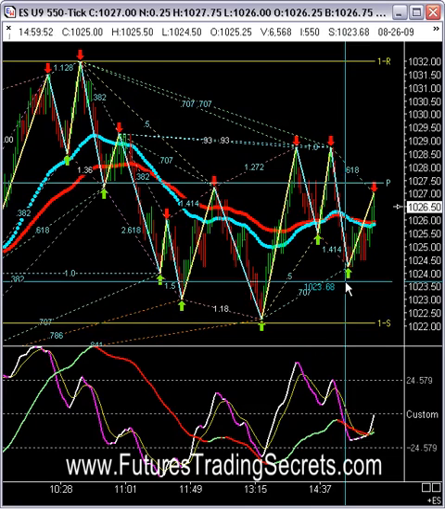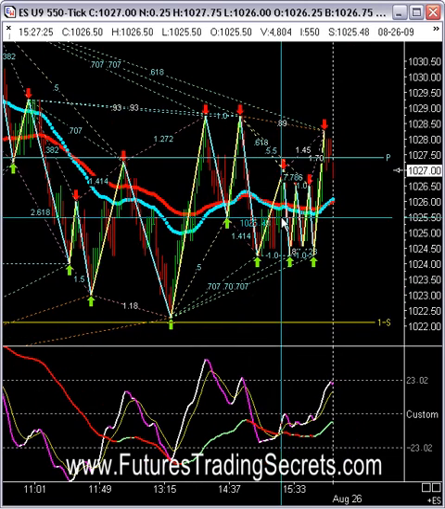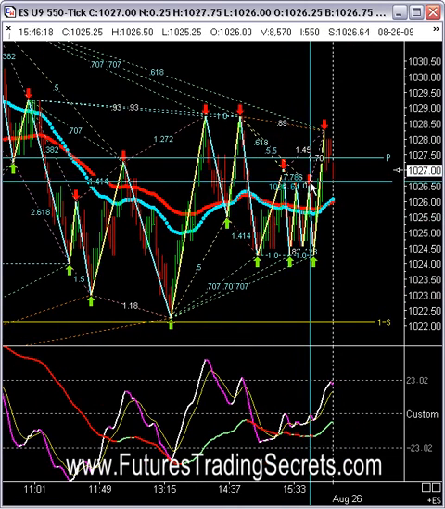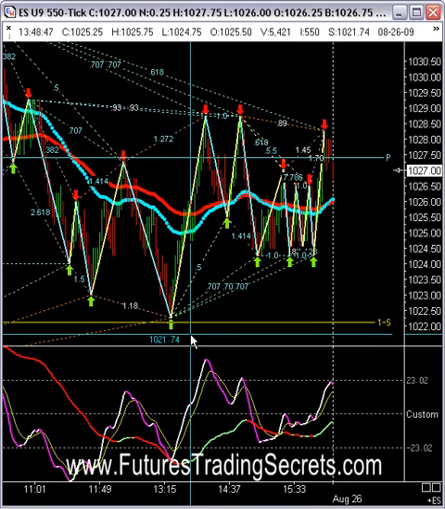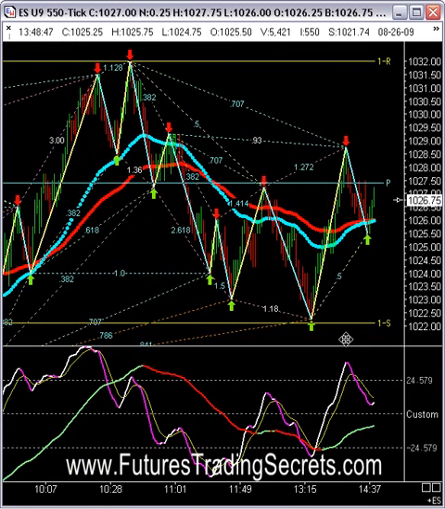Here it tried to do it again, and finally bounced back up 2 or 3 times and finally ended up at the pivot point. All I wanted to share with you is these pivot points and these support and resistance numbers work all of the time.